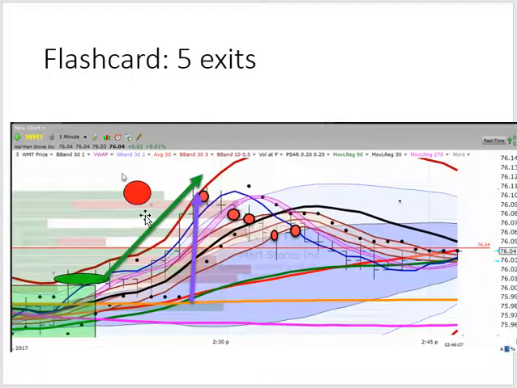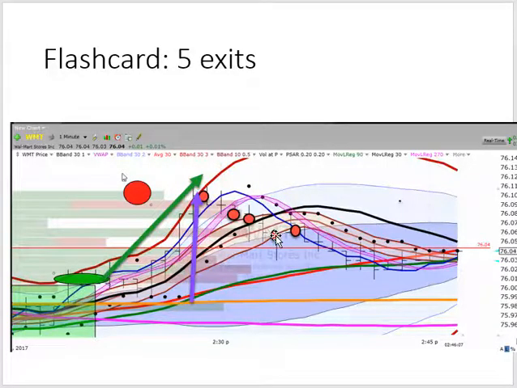This is a flashcard on 5 possible exits after a pinch breakout, and we get an excursion to beyond Z3. The 5 places we can exit: upon re-entering the Z3 and just cashing the win, that's a strike entry. We could do a 1, 2, 3 exit. We could get price entering the dragon.